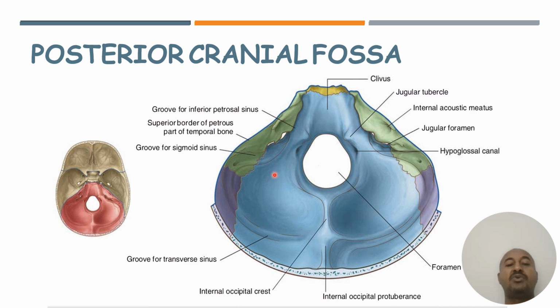But you also need to know the grooves here. You need to remember this groove for the transverse sinus, and we have here another groove for the sigmoid sinus. Okay, and I think we talked about this from our side. This is the internal occipital protuberance, which is opposite to the external occipital protuberance in the occipital bone when we look at it from outside.